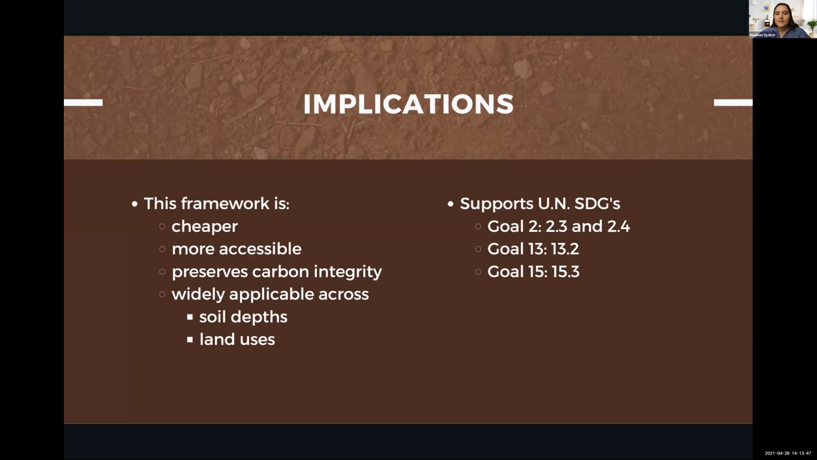And these findings are interesting because this framework and dispersion using DI water is cheaper, accessible, and equally effective to chemical dispersants while preserving the carbon integrity of our samples. And also it's a really dynamic framework and can be widely applied to soils across varying environmental conditions such as land use and different soil depths. So it's a really accessible and widely applied framework.